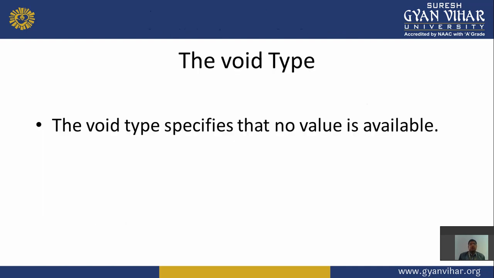Okay. Now the void type. What is void? Void means if you don't place any data type with any function and variables, then we use the void keyword. Void keyword means nothing, not zero. Void means nothing. So the void type specifies that no value is available.